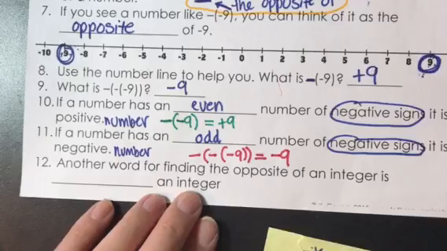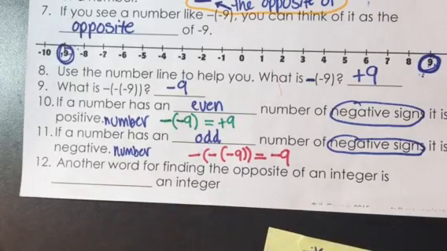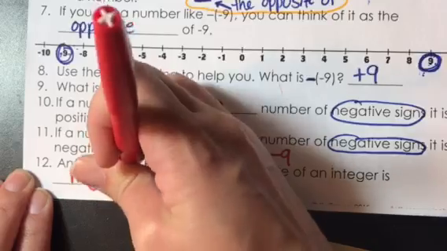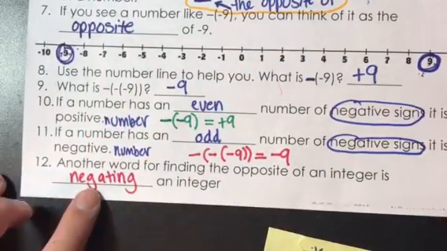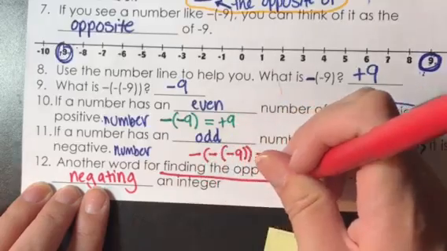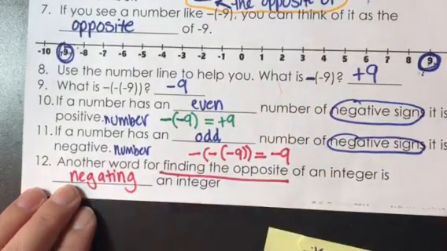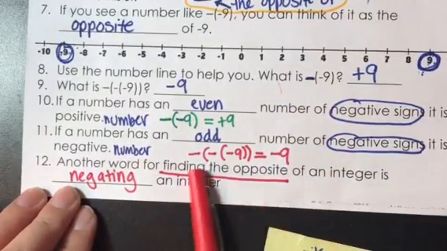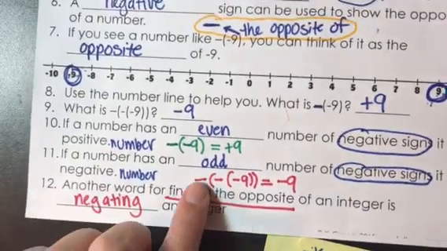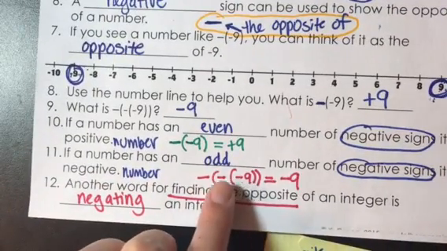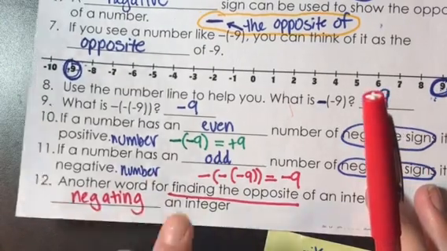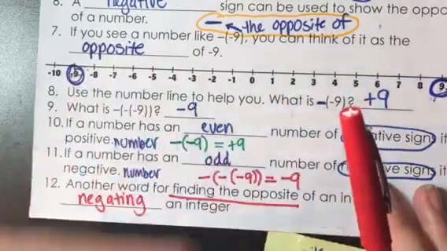Another word for finding the opposite of an integer is called negating an integer. Kind of sounds a little similar to negative. If you're finding the opposite, you're negating an integer. But 9 times out of 10, you will not see this as often as if somebody asked for the opposite of the opposite of the opposite. You're going to see this writing more than someone saying, please negate an integer. That's not likely going to happen, but it could.